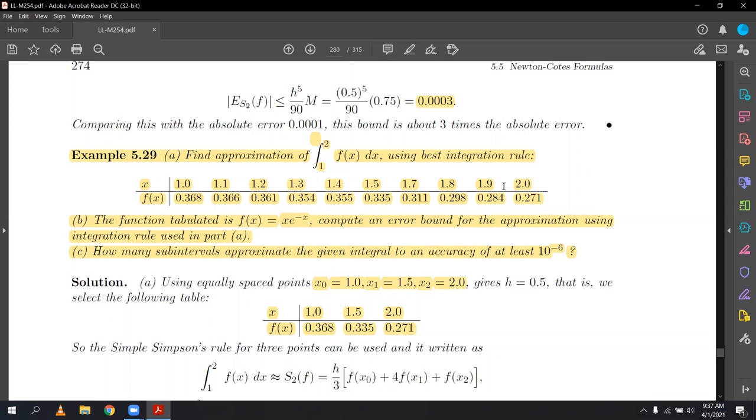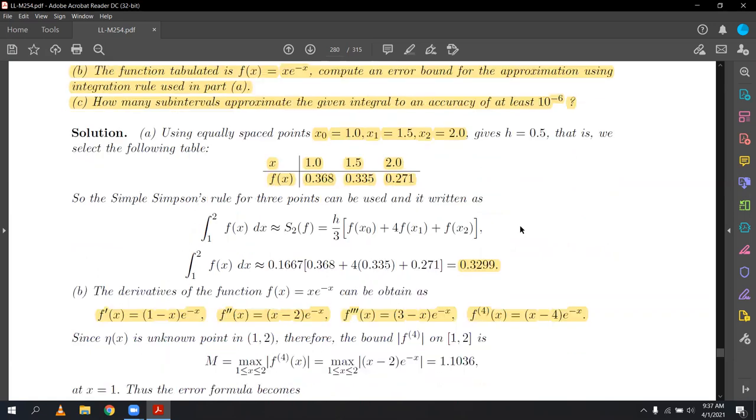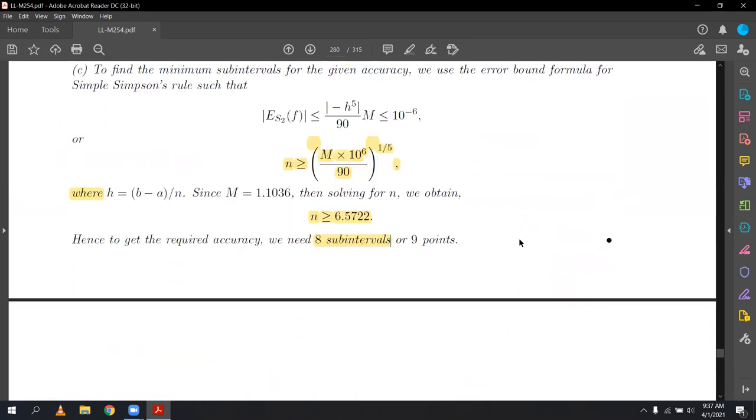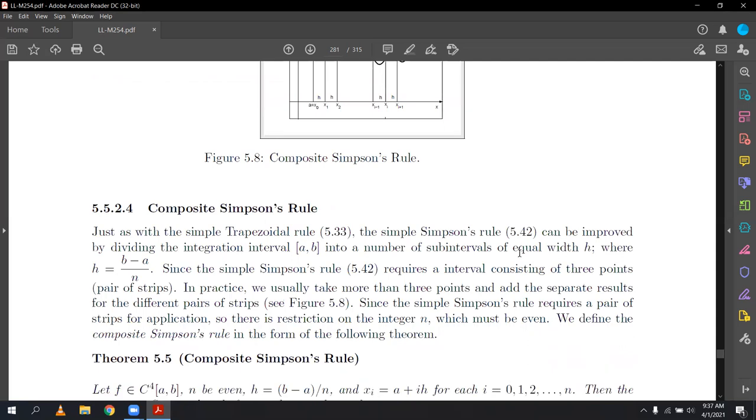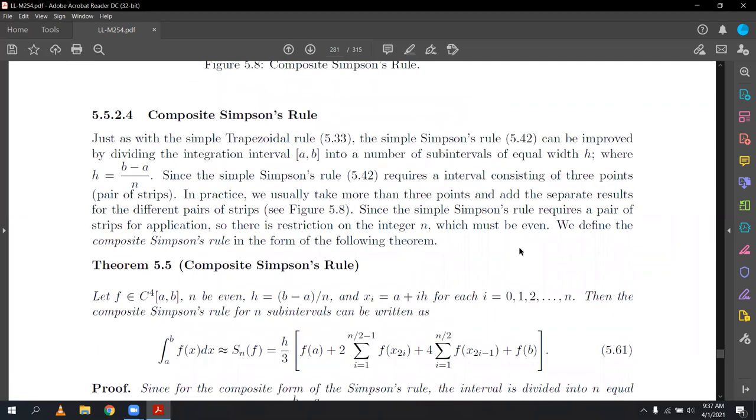So therefore, by force I missed 1.6, and if we have a 1.6, then we have only one chance of equal spacing, which is 1, 1.5, and 2. Because numerical integration can happen only at equally spaced points. Then I give the composite Simpson rule.